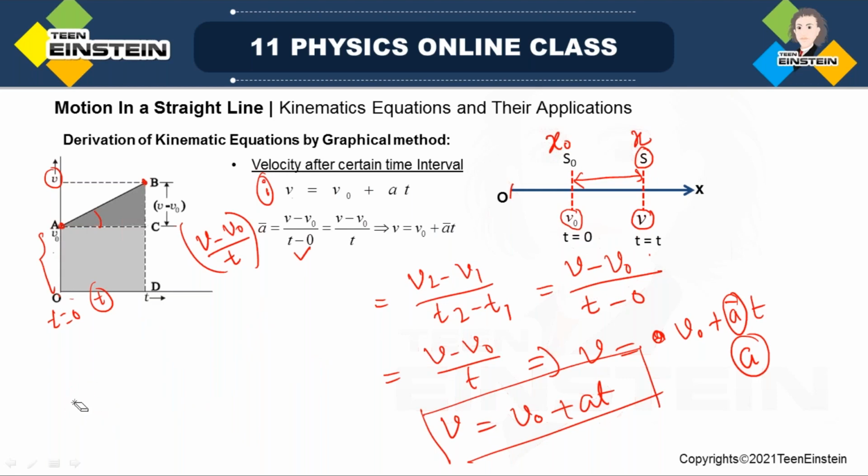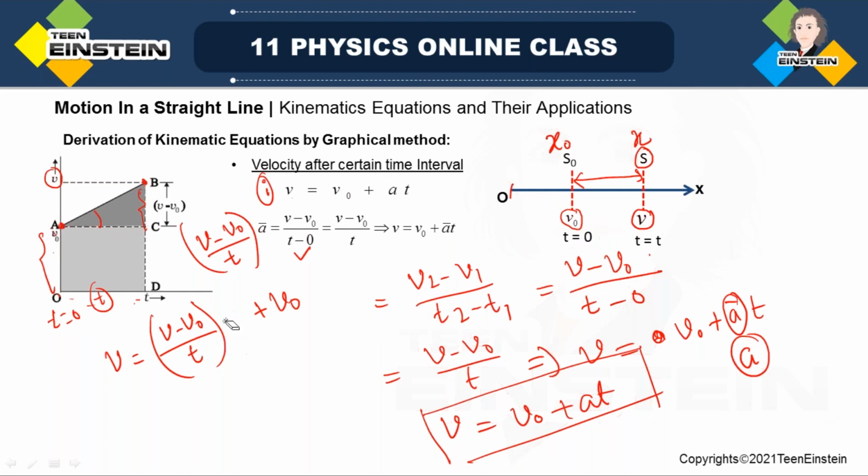I'll just come from my mathematics knowledge, or geometry knowledge. I know v is equal to mx plus c. m means what? m is the slope of this AB curve. What is the slope of AB curve? This is actually v minus v0, y by x. Since it is a straight line, I can write this y by x. y is this v minus v0, this part, and x is the time interval t. And again mx plus c, c means the intercept, that is v0 over here.